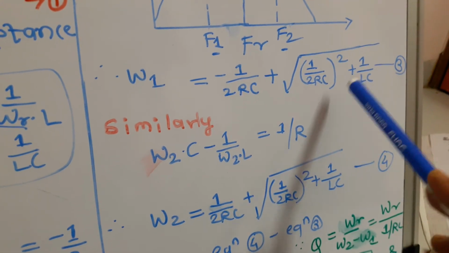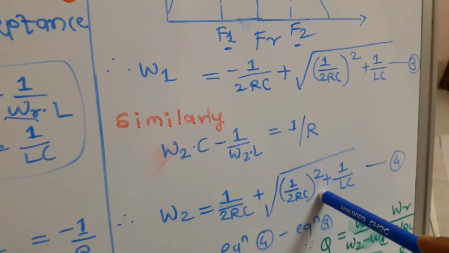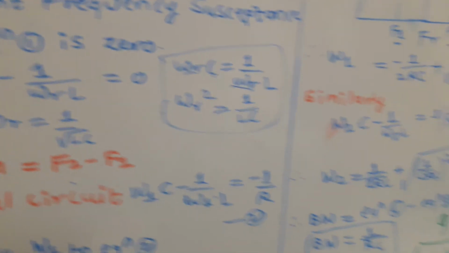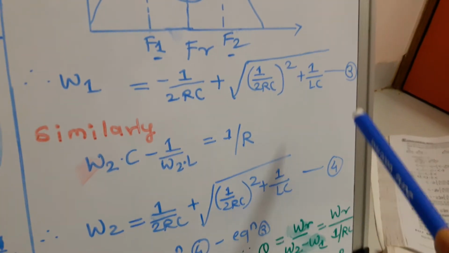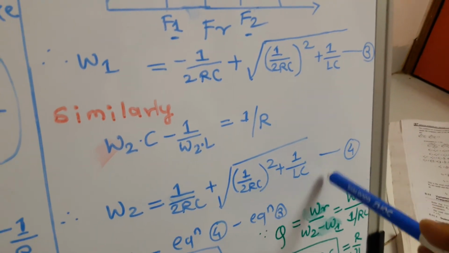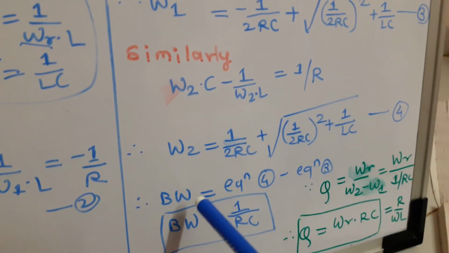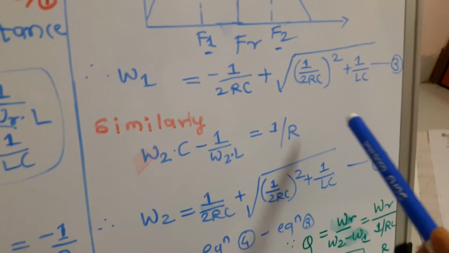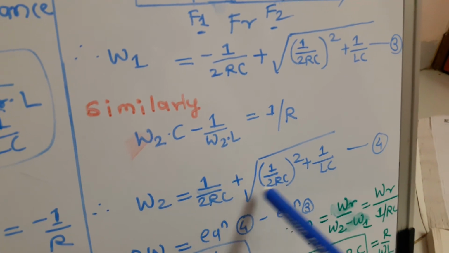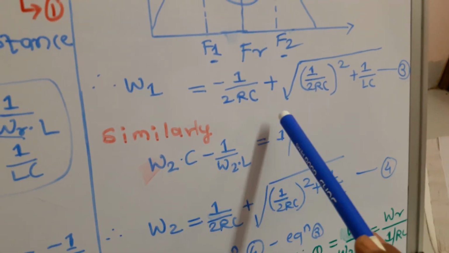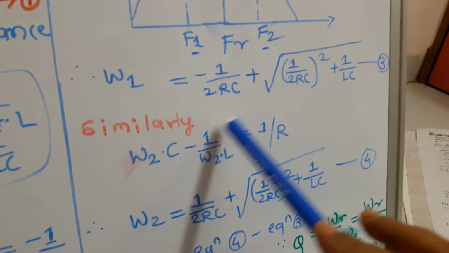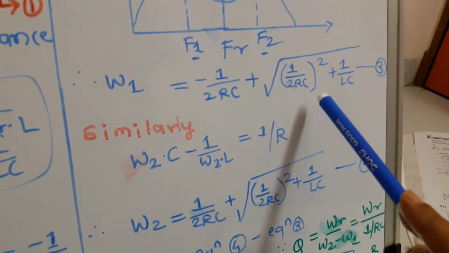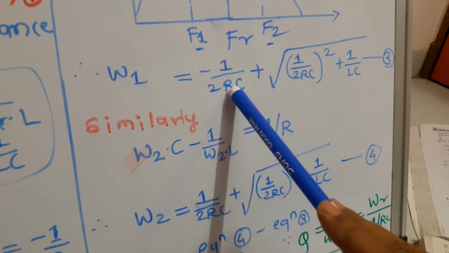From these two frequencies we can easily calculate the bandwidth, because we know bandwidth is nothing but f2 minus f1, or ω2 minus ω1. So just subtract equation number 3 from equation number 4. Bandwidth is equal to equation 4 minus equation 3. So what will happen here? Equation 4 is entirely positive with a plus sign, but in equation 3 we have this term negative. So both these terms will be positive, this under root term will become negative and this will become positive.